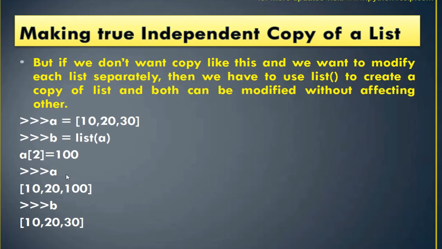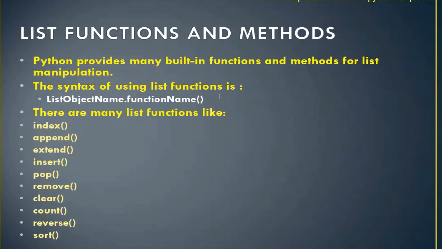You can see the difference between these. The previous one is the true copy, and this one is the independent copy. So these are the two differences between a true copy and an independent copy. Okay, now we'll move to the further topic, list functions and methods.